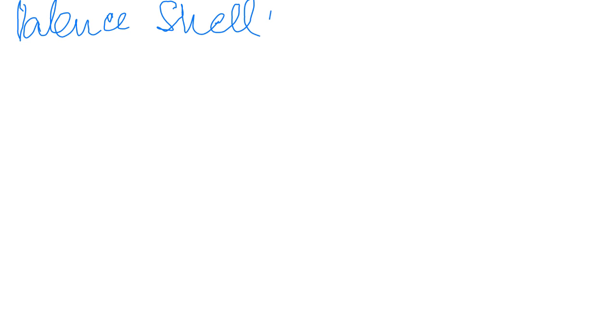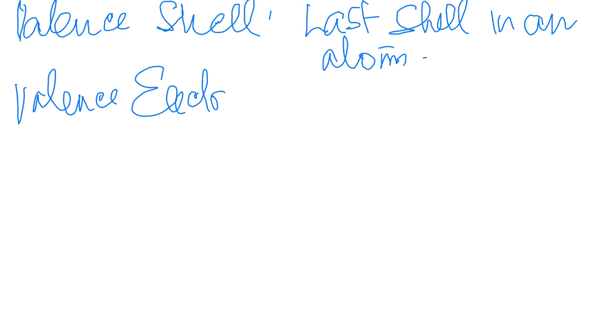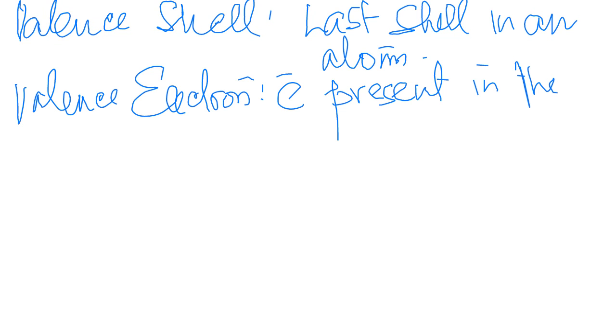Valence shell, that is the last shell in an atom. Valence electron: the electron present in the last shell, or valence shell, is known as a valence electron.